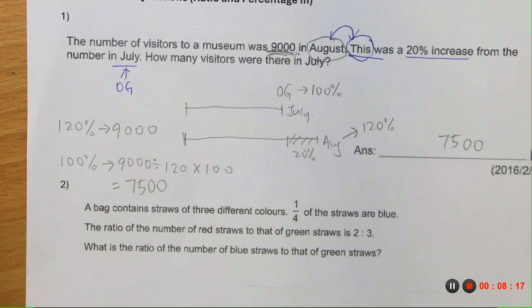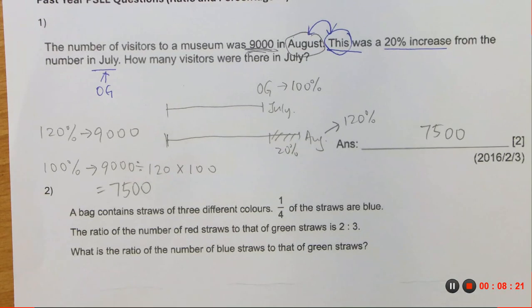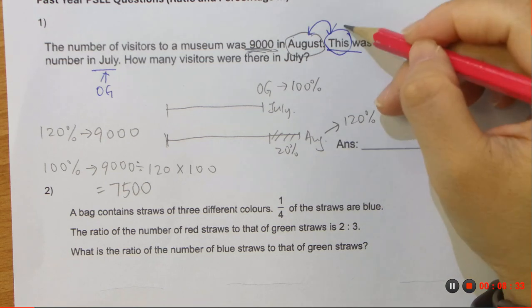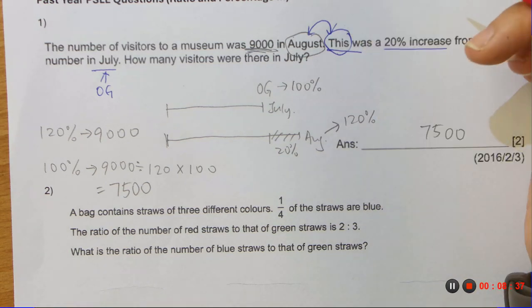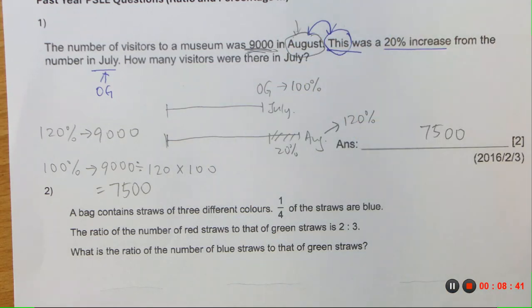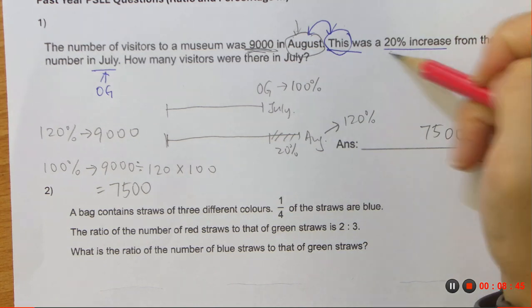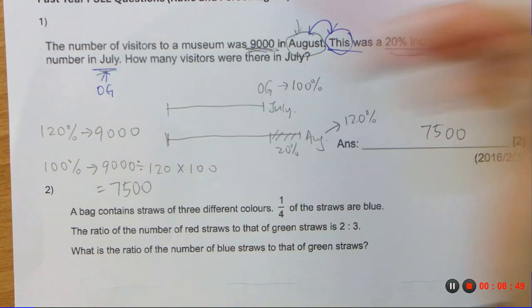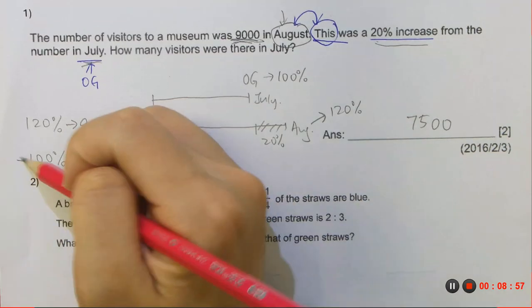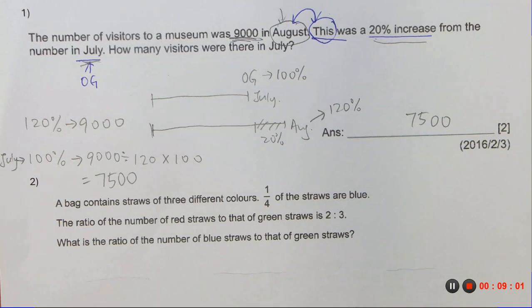What is the common mistake? The common mistake is a lot of people go and write 100% is 9,000. How many of you wrote 100% is 9,000? That's where the mistake is. How to treat that mistake? Please do your annotation. You wrote 100% as 9,000 because you think that August is the original. But no, the increase from the number in July. So July is the original. So the original 100% should be July. In other words, August is 120%. You need to get this right. Start off with being very clear what is the original, who's the original.